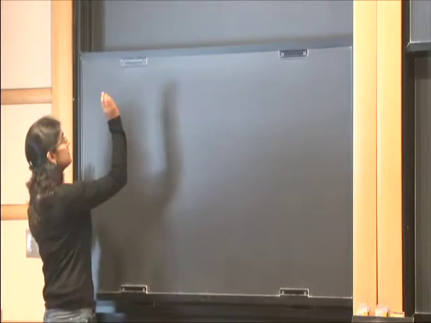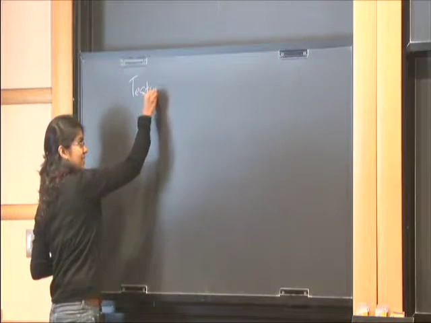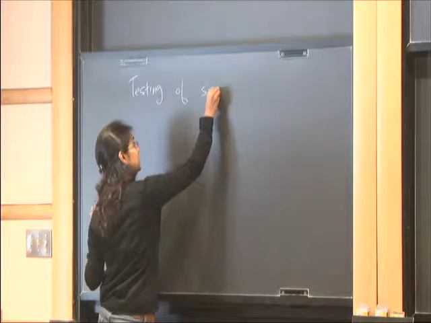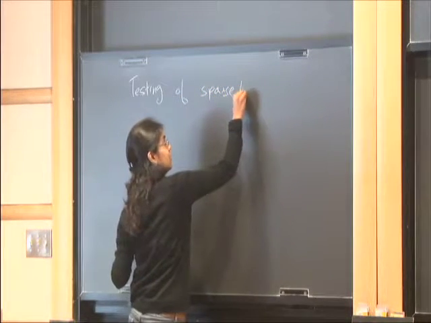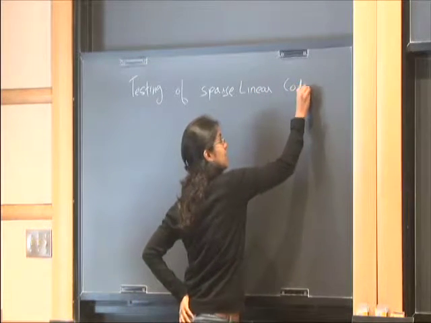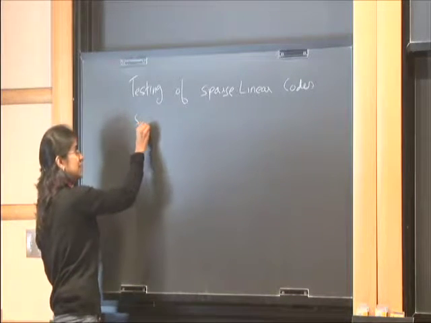So I'm going to be talking about testing of sparse linear codes. And all this work is joint work with Swastik.